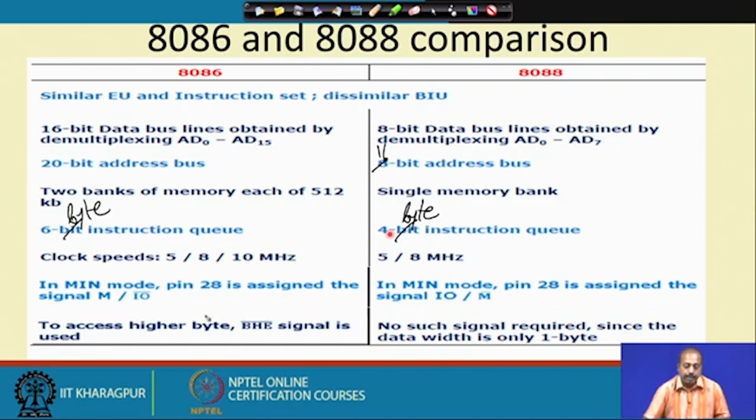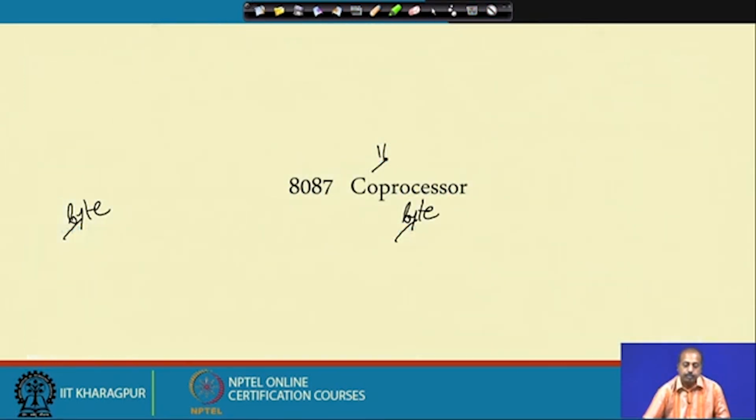To access the higher order byte, in case of 8086 the BHE bar signal was used, but in 8088 that is not required, because the data width is only 1 byte. So, this BHE bar signal is not there. Otherwise the internal operation is everything the same.